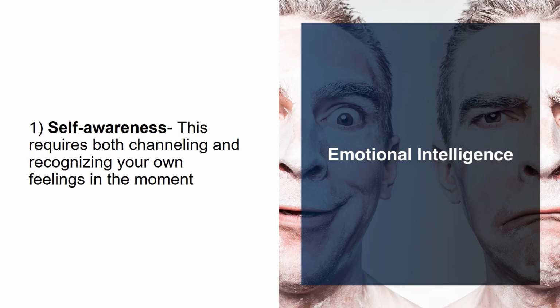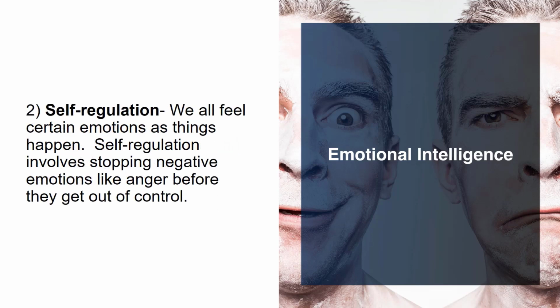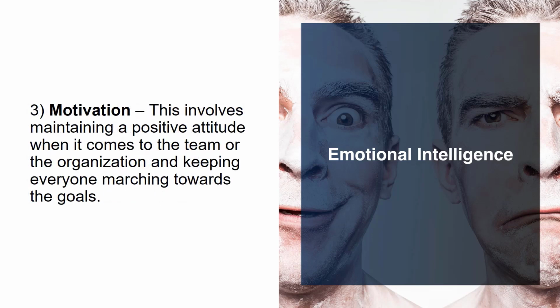Self-awareness. This requires both channeling and recognizing your own feelings in the moment. Self-regulation. We all feel certain emotions as things happen. Self-regulation involves stopping negative emotions like anger before they get out of control. Motivation. This involves maintaining a positive attitude when it comes to the team or the organization and keeping everyone marching towards the goal.